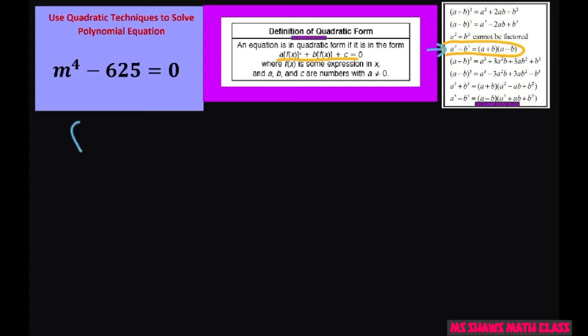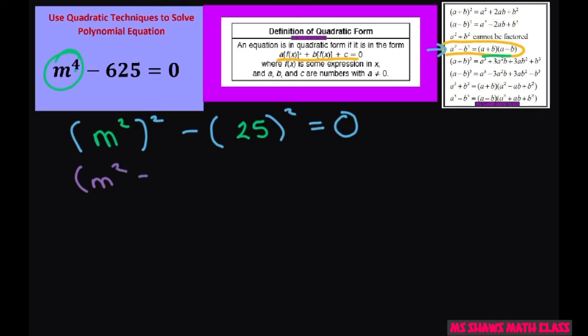So if we do that, we want an a squared minus b squared and set this to 0, so that way we can expand it. To get m to the fourth, this is going to be m squared. And then to get a square here, this is going to be 25. So now if you expand this, you're going to get m squared minus 25 times m squared plus 25 equals 0.